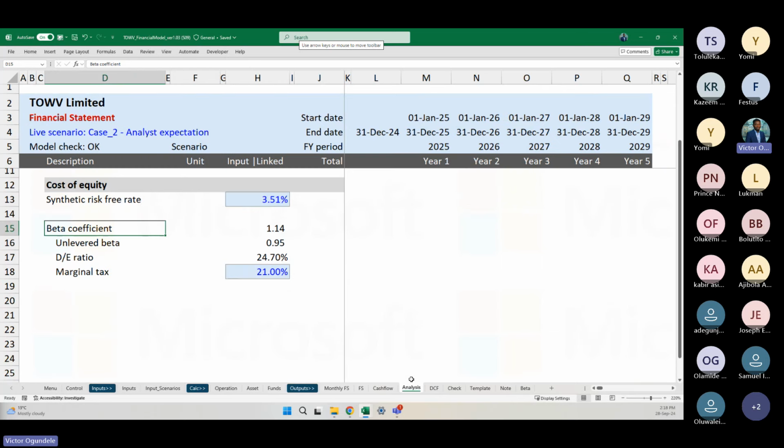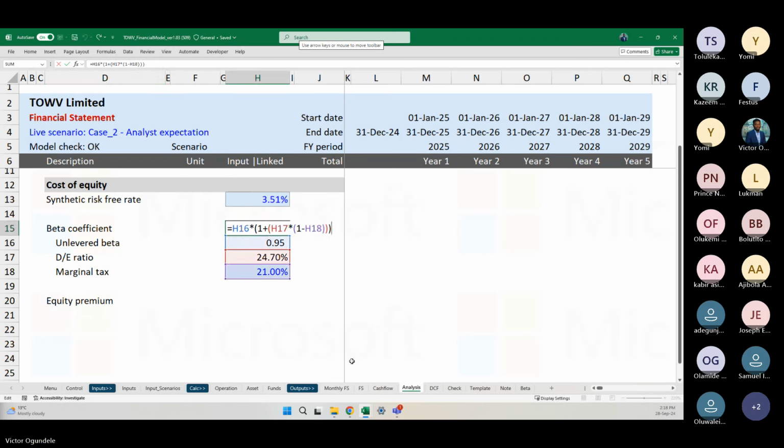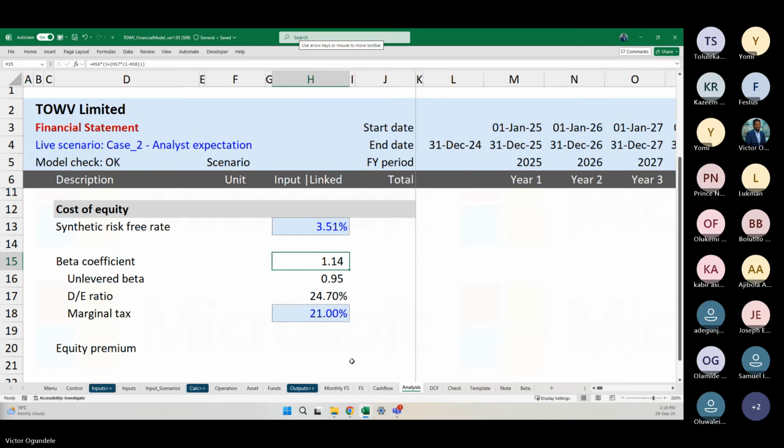So all we're still doing is cost of equity. Then now let's go to our equity premium. Let me open the formula for us so that we can see it. My levered beta multiplied by 1 plus my debt rate, because we need to factor in our marginal tax benefits. We need to remove that.